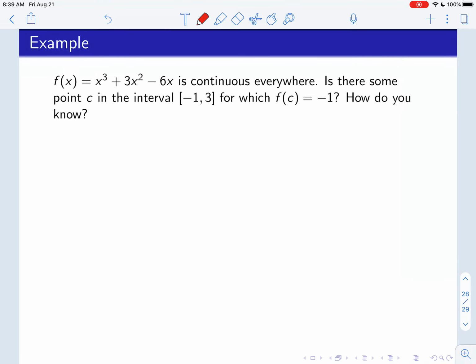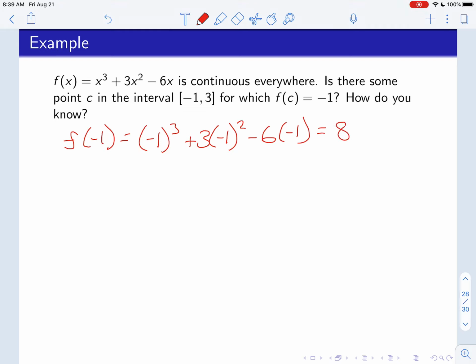All right, same function, but new interval and new number. So let's try this one. And this will pretty much wrap us up for this video. So I've got the same function I had just a minute ago, and I have a different interval. I have -1 to 3. So let's see, we need to check out f of -1, and f of -1 is going to be -1 to the third, plus 3 times -1 squared, minus 6 times negative 1. And that comes out to be 8.